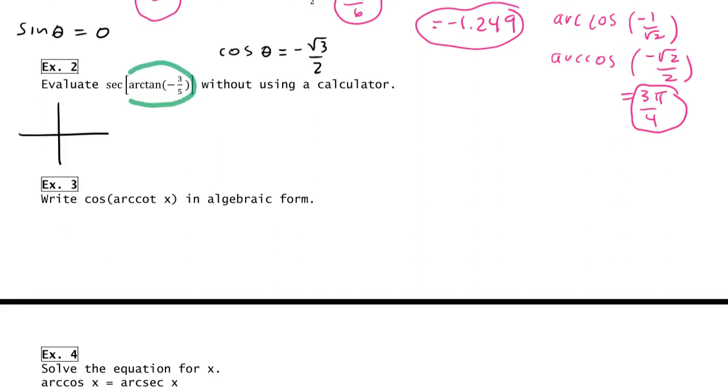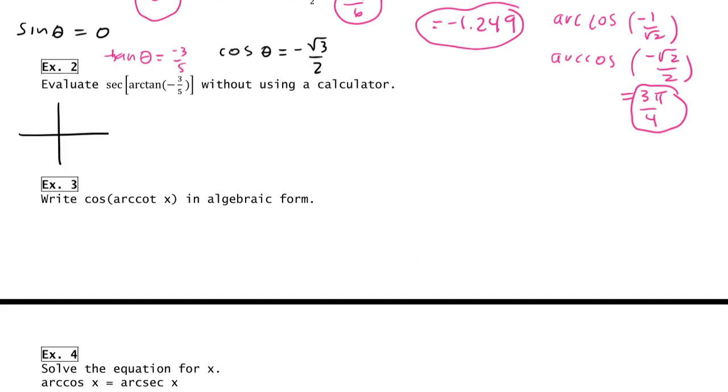Remember what arctangent means. This means tangent of what angle is going to give me negative 3/5. I have to find out what that angle is. So again, remember what this means. I'll write it above. This means tangent of what angle is negative 3/5. If we know what this angle is, then I can take secant of that angle. Okay, but we really don't care what it is because we can use triangle relationships.